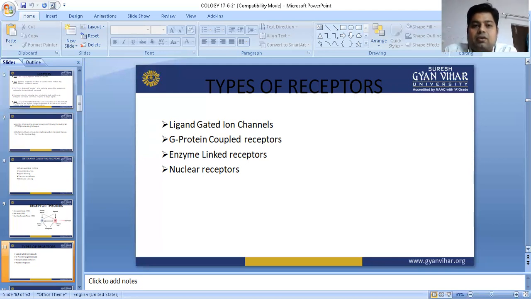It will take a number of days: 1 day, 2 days, 3 days. The example for cytoplasmic receptors is steroidal hormones. And in the case of nuclear receptors, the example is thyroid hormone, from the thyroid gland.